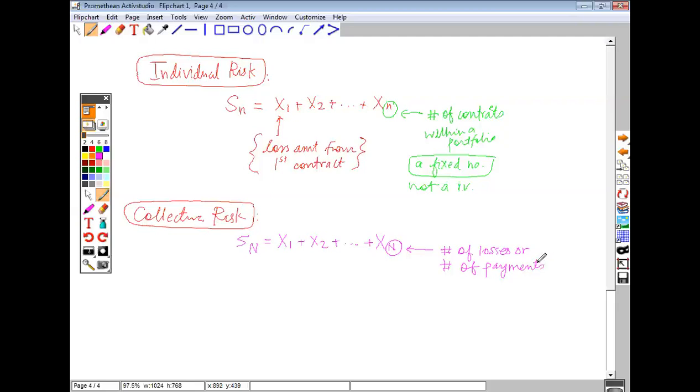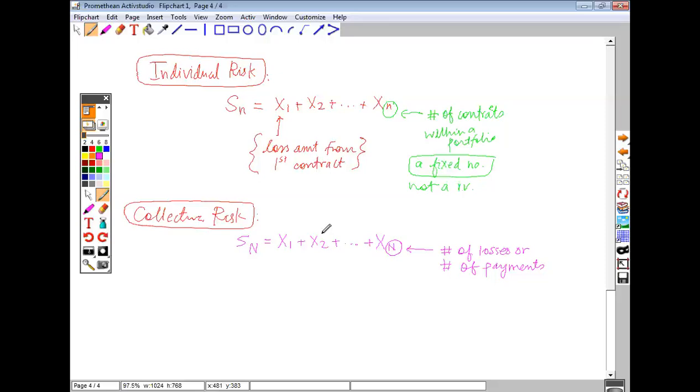So there is a bit of a difference. Within the individual risk, you already knew that this X1 is the loss pertaining to my first contract. But what happens in collective risk is each loss may or may not correspond to a unique contract. So you can never say that X1 is just the loss from my first contract. That is only with the individual risk models.